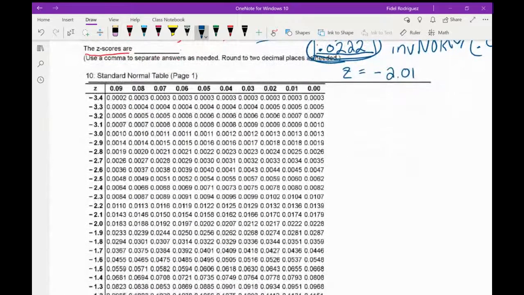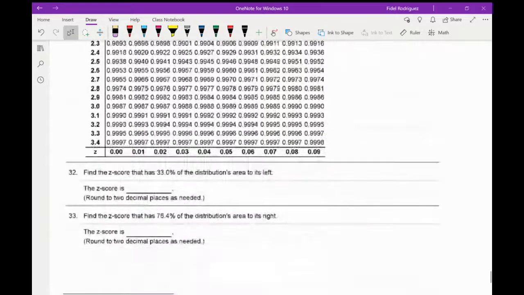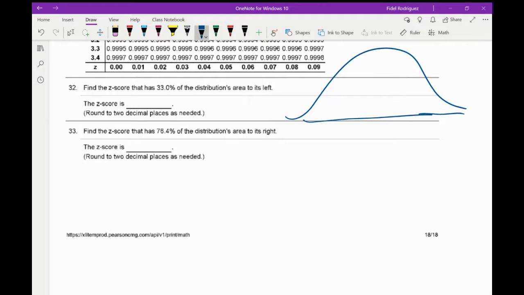Okay, so guys, I'm going to keep moving on here. Z-score. These are the last two problems I think we have. If I were thinking about, say, number 32, here's my graph for 32, right? And it says, find a z-score that has 33% of the distribution's area to the left. So that means the area is 0.33. And we're looking for that z value, aren't we?